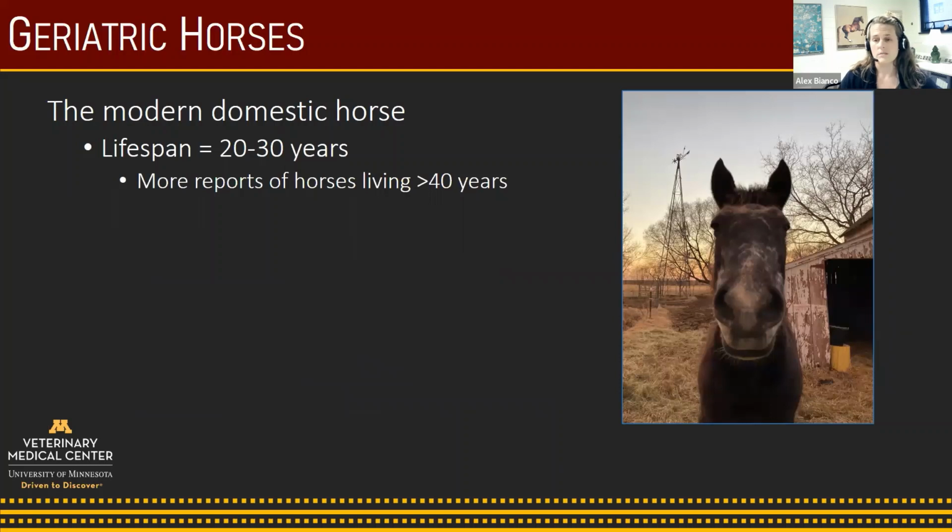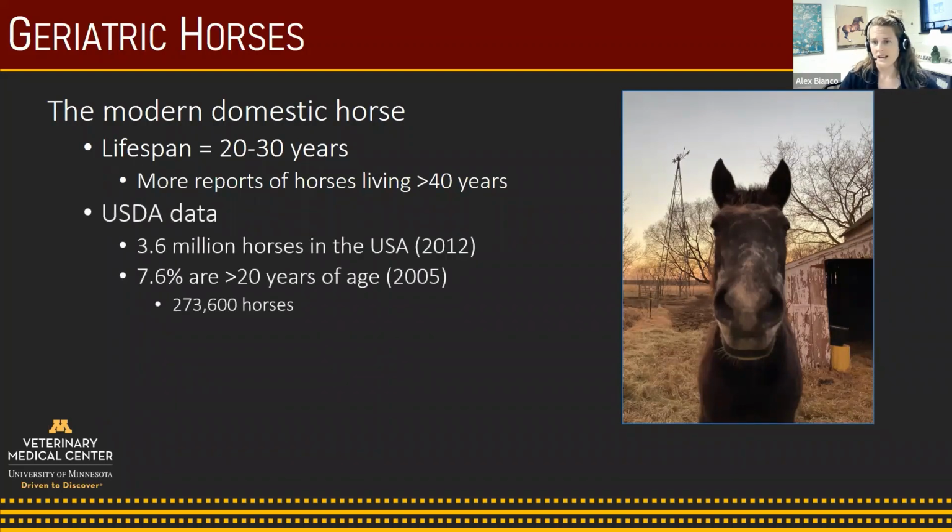So as we know, the modern domestic horse is living longer. It's not uncommon for me to see horses in their late 20s. Many horses are living to 30, and there are even reports of horses living beyond 30 into their 40s and even 50. I've seen that, which is great.